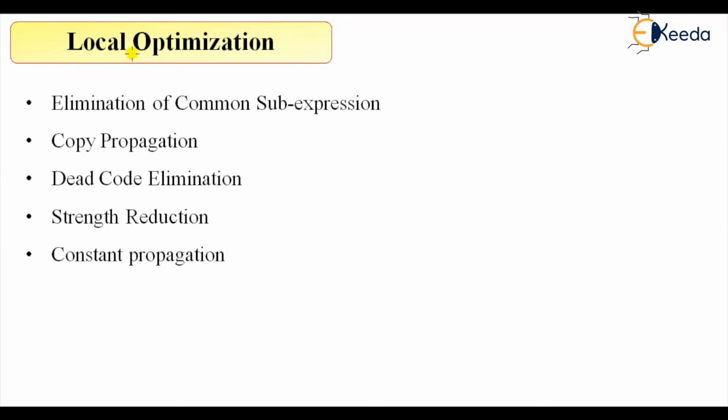So here, as I told you, we are only dealing with local optimization, and in that local optimization we are going to talk about elimination of common sub-expression. It may be possible that within the basic block, the same expression appears, suppose I am doing a of i multiplied by b of i, and the index value for both of them is the same.